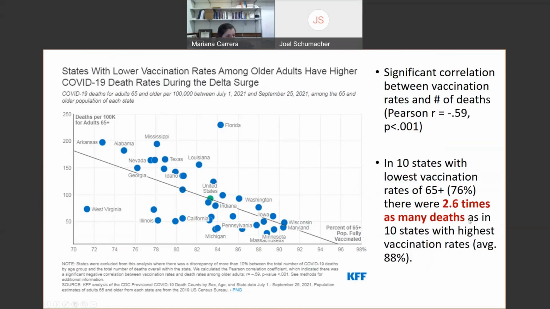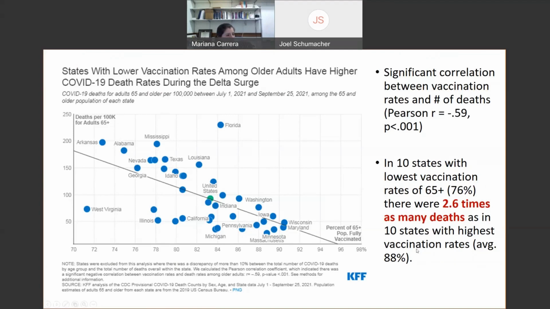One way of understanding and interpreting the estimates is that if we group together the 10 states with lowest vaccination rates over here, on average, there were 2.6 times as many deaths in these states as there were in the 10 states with highest vaccination rates. And interestingly, the difference in vaccination rates of these elderly is not that large. It's 76% to 88%. But remember that the elderly are the most likely to be vaccinated in general. So the overall vaccination rates in these states are quite a bit lower than in these states, even among other age groups. And that contributes to this result as well.